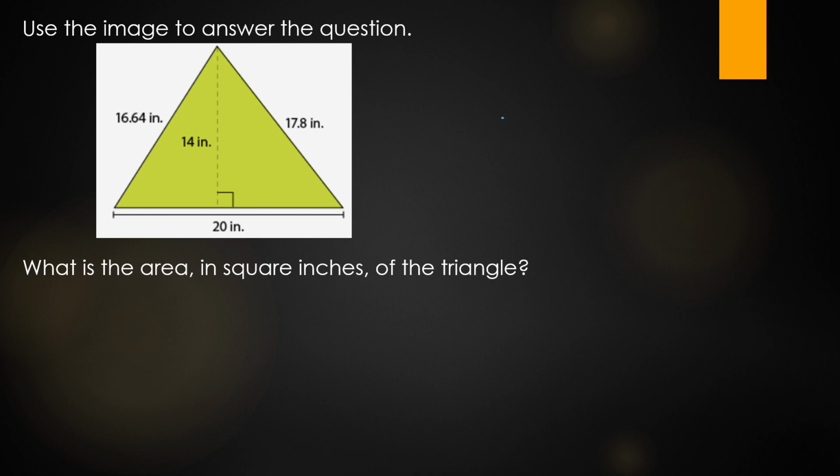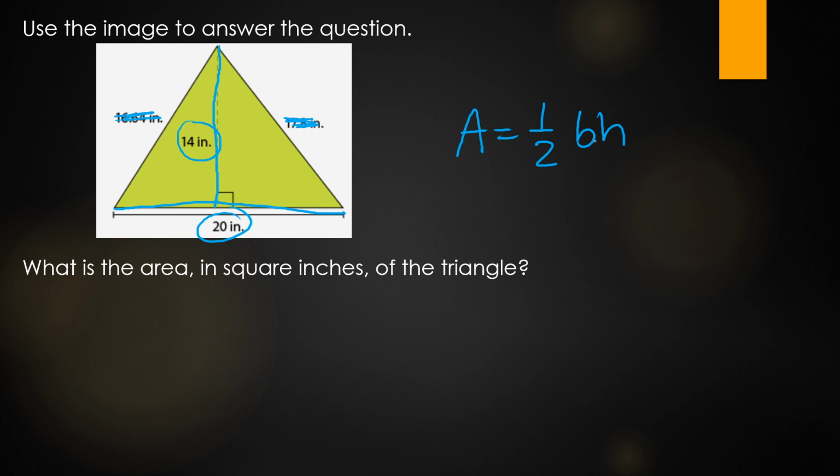Remember that our formula is 1/2 base times height. So remember, the base of your triangle is always going to be the bottom, and the height is going to be the tallest point, which is our peak, all the way down to our base. So we are using the 14 and the 20. This 16.64 and this 17.8 we will never use. Okay, we don't need to know that information to find the area of this triangle.